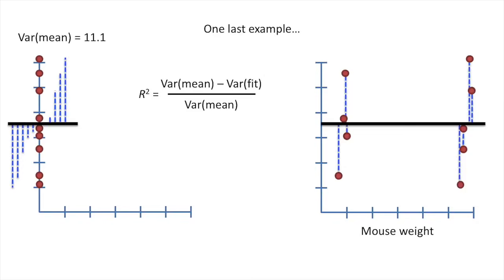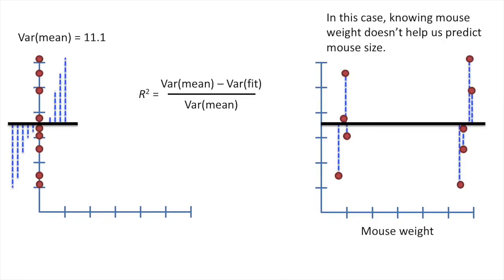Okay, one last example. In this case, knowing mouse weight doesn't help us predict mouse size. If someone tells us they have a heavy mouse, well, that mouse could either be small or large with equal probability. Similarly, if someone said they had a light mouse, well, again, we wouldn't know if it was a big mouse or a small mouse because each of those options is equally likely.